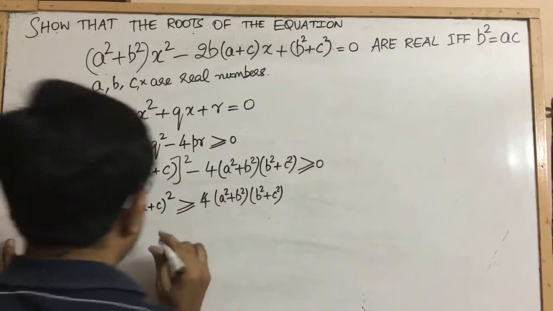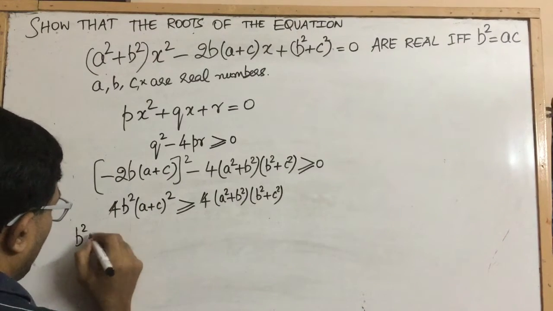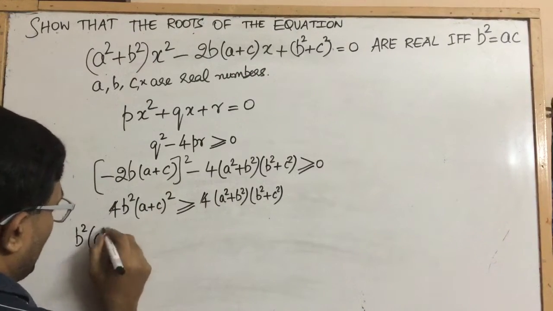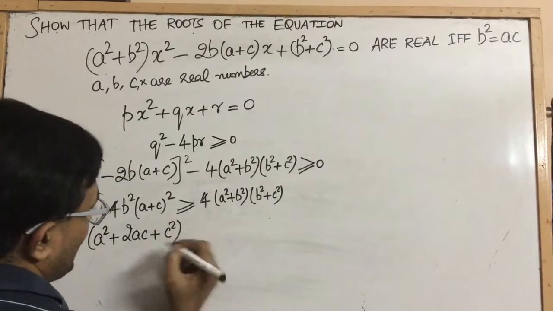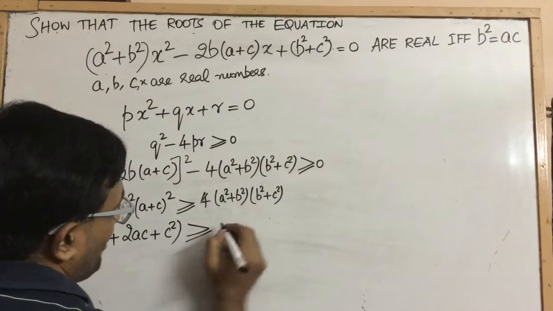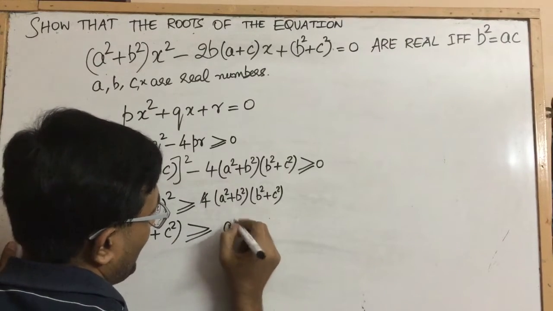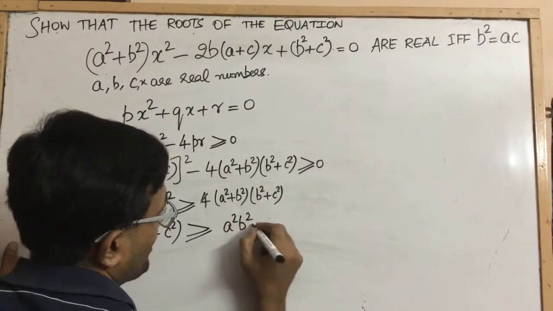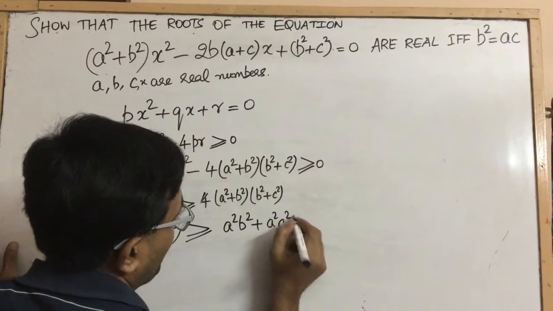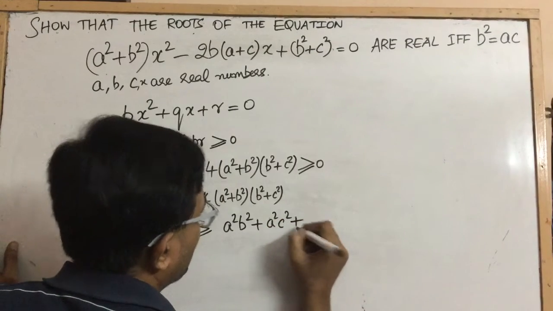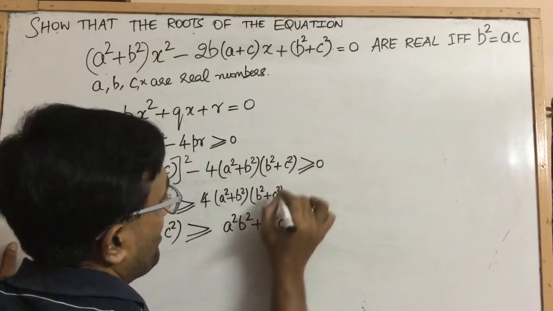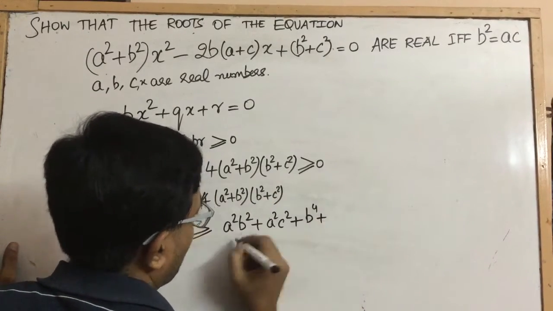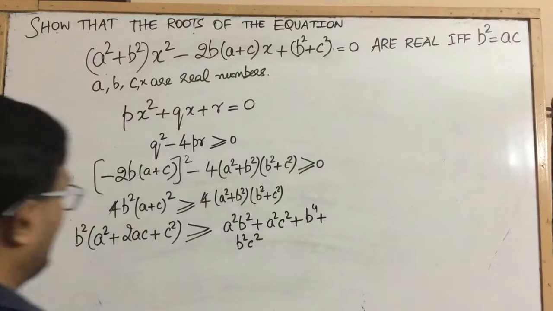And now we can expand this. So this is b squared into (a plus c) the whole squared, which is a squared plus 2ac plus c squared. This needs to be greater than or equal to, we expand this side by opening the brackets, a squared b squared plus a squared into c squared plus b to the power 4 plus b squared into c squared.